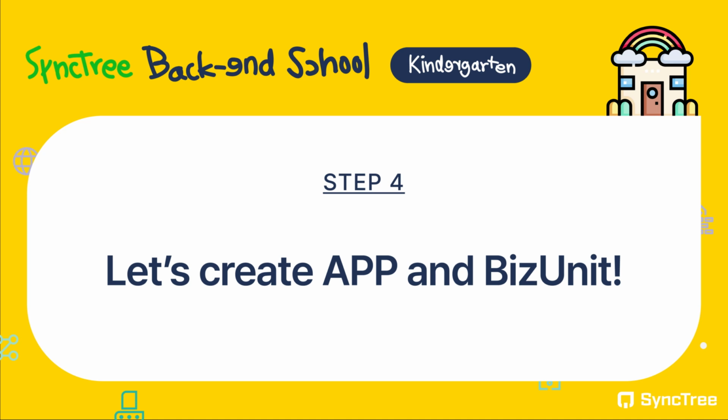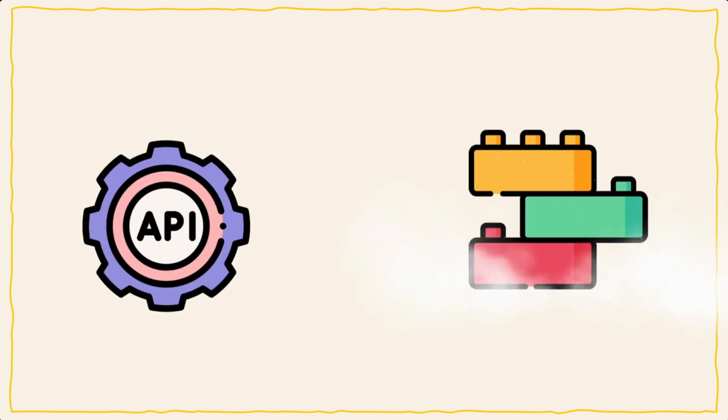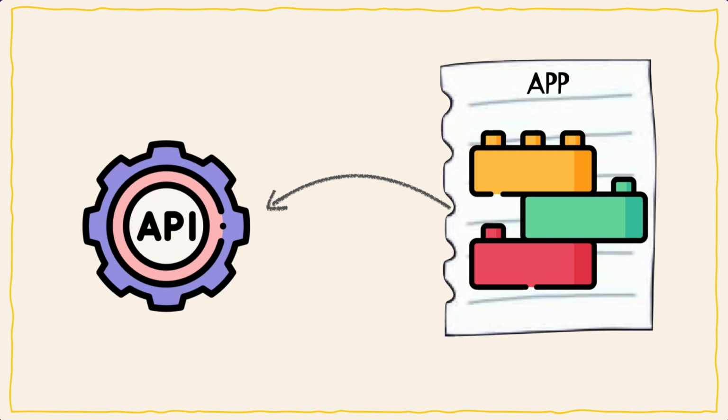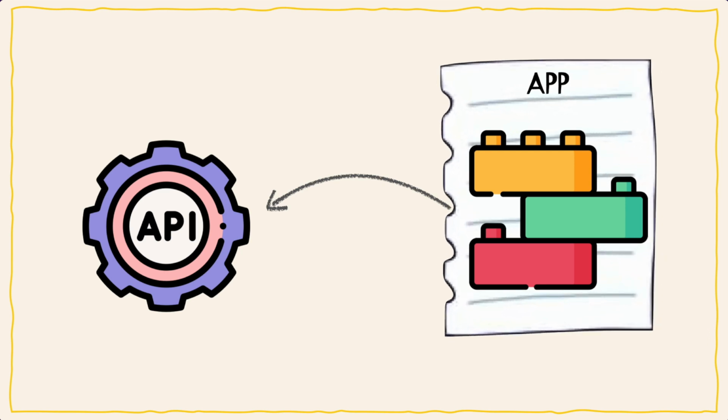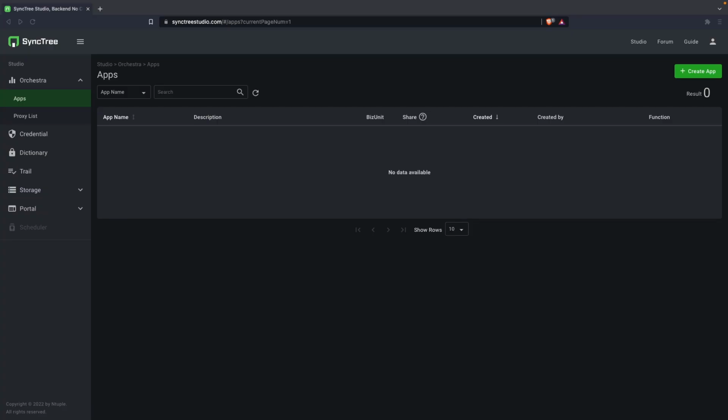Let's review what I mentioned in the previous class. The ultimate function we want to create is the AP, and BizUnit implements it in a block coding manner. BizUnit is classified into a group called app. To start block coding, BizUnit must be created, and each BizUnit must have an app that belongs to it. Therefore, let's create the app first and create the BizUnit in the app.